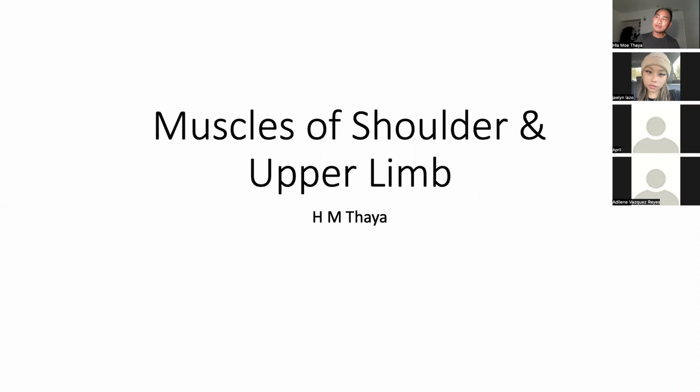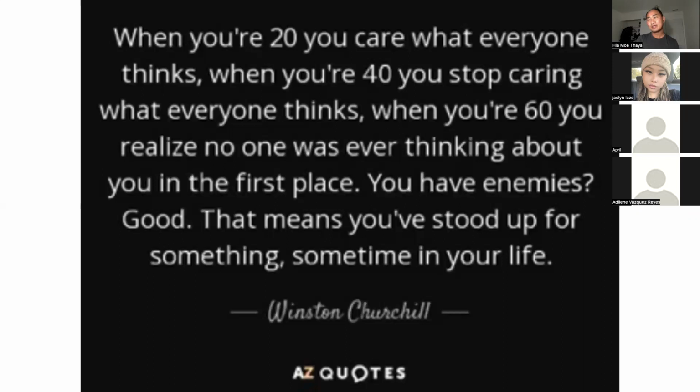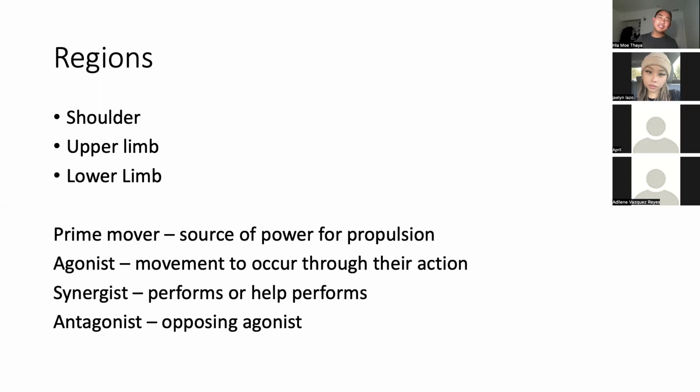So let's start. We talk about muscles of the shoulder and muscles of the upper limb. We have seen this slide already, so I will skip it. And the regions we are going to discuss today are the shoulder, muscles around the shoulder, and muscles of the upper limb. I'm going to leave muscles of the lower limb for a later lecture. So we will be concentrating on the shoulder and the upper limb. Upper limb means muscles of the arm and muscles of the forearm, and of course, muscles of the hands.